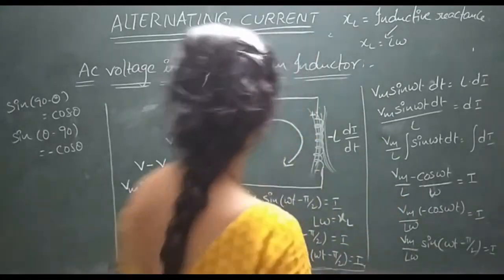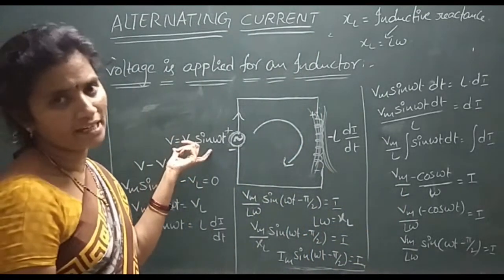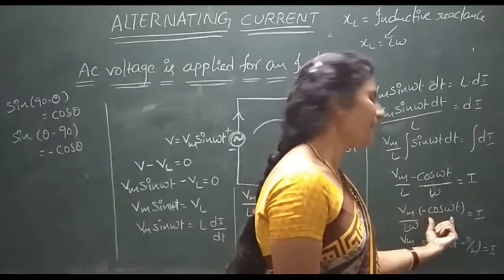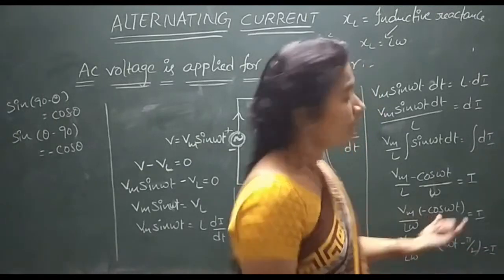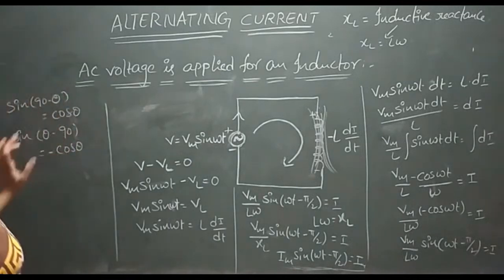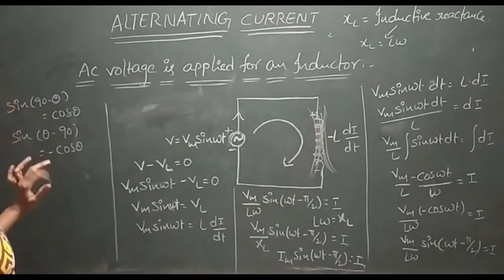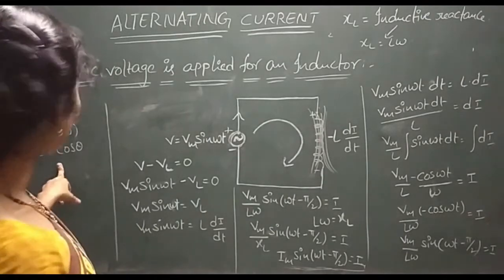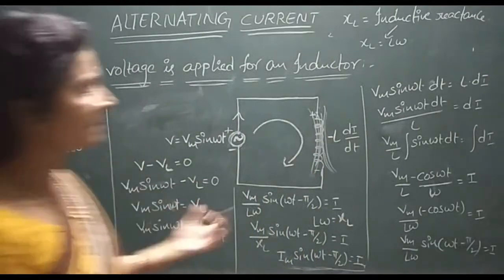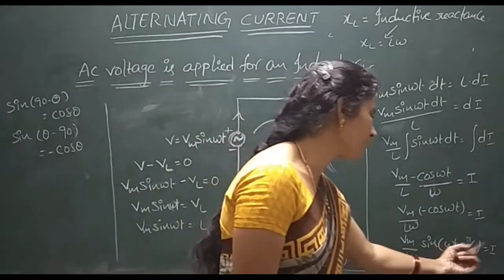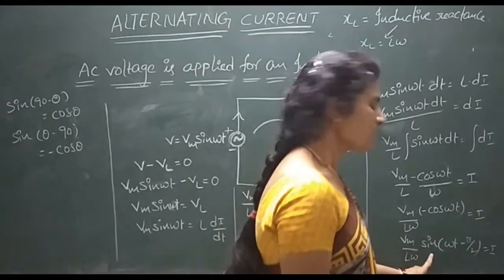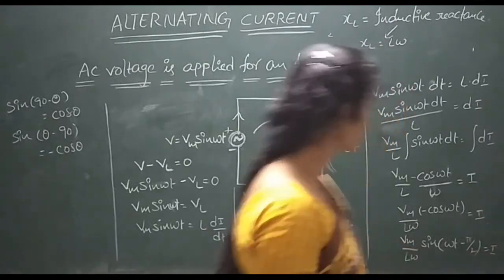Here the voltage is in sin omega t, Vm sin omega t. So we have to change minus cos omega t into sin. See, sin of 90 minus theta is nothing but cos theta, and sin of theta minus 90 is nothing but minus cos theta. So this can be written as sin of theta minus 90, where theta is omega t: sin of omega t minus pi by 2. So Vm by L omega sin of omega t minus pi by 2 is equal to I.